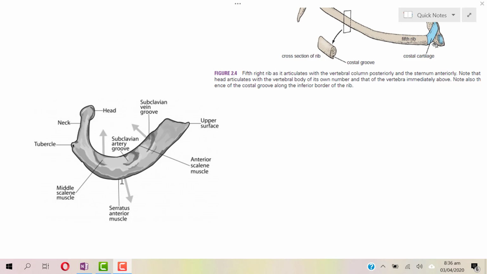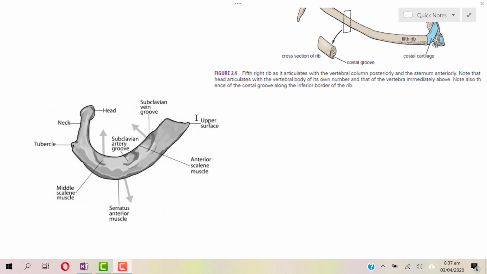Then, closer to the outer border, there is another muscle attachment, for the serratus anterior muscle. Then, posterior to the scalenus medius attachment and in between the tubercle, there is the lower trunk of the brachial plexus, which is formed by C8 and T1.